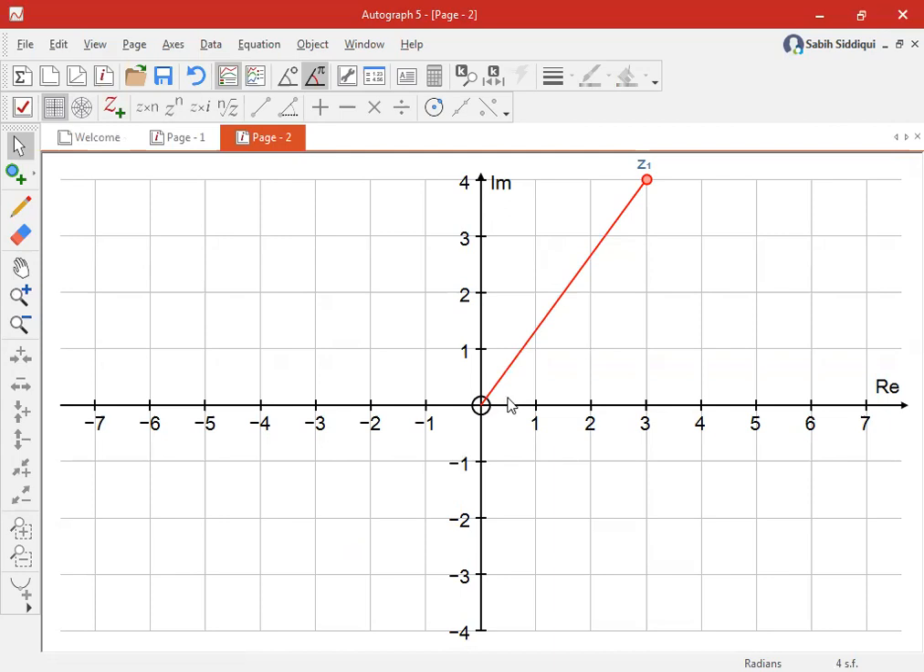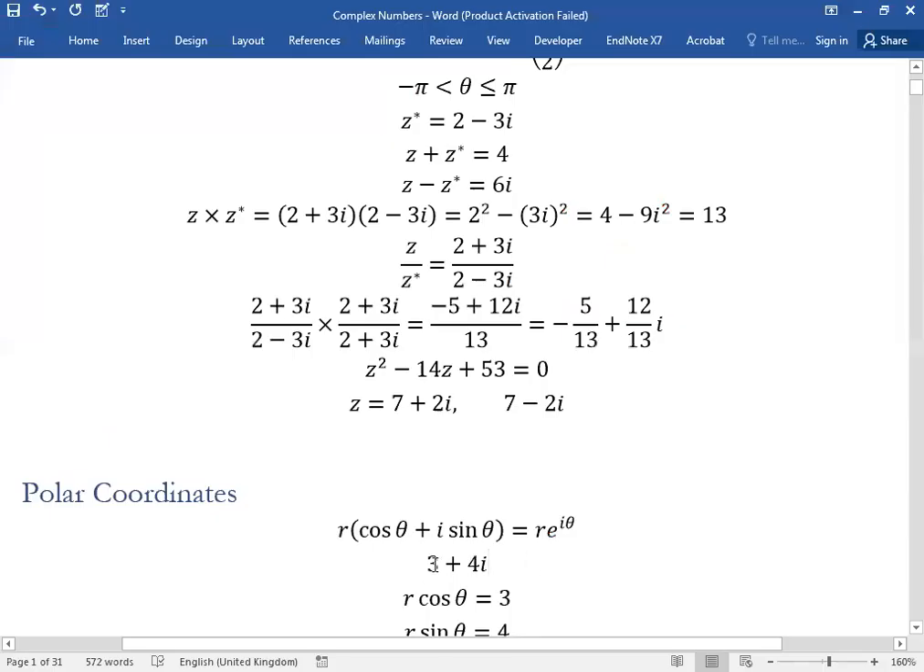So what do you do again? If you consider the adjacent side, which is 3, and the opposite side, which is 4, your hypotenuse is what we are calling R. So the adjacent side can be written as R cos theta, and the opposite side can be written as R sin theta. Again, having a look at this example.